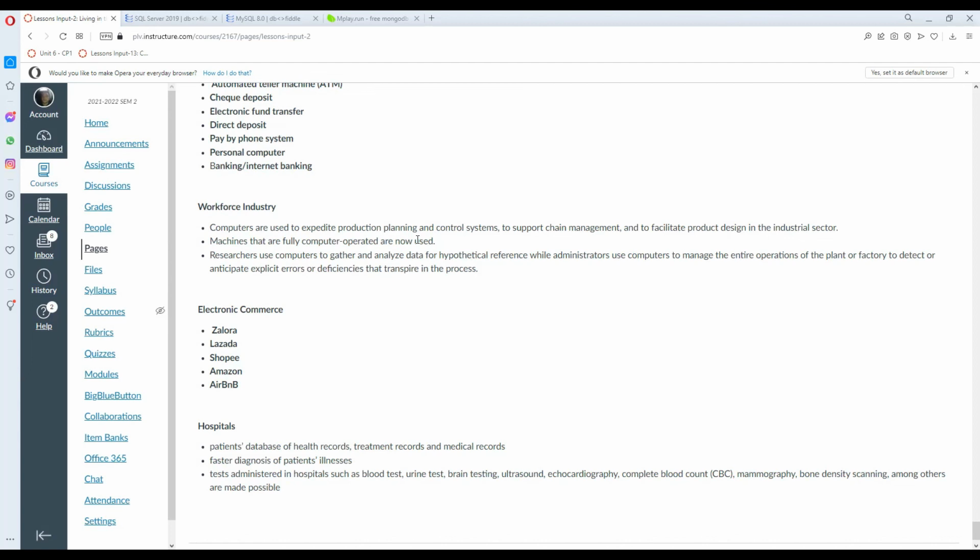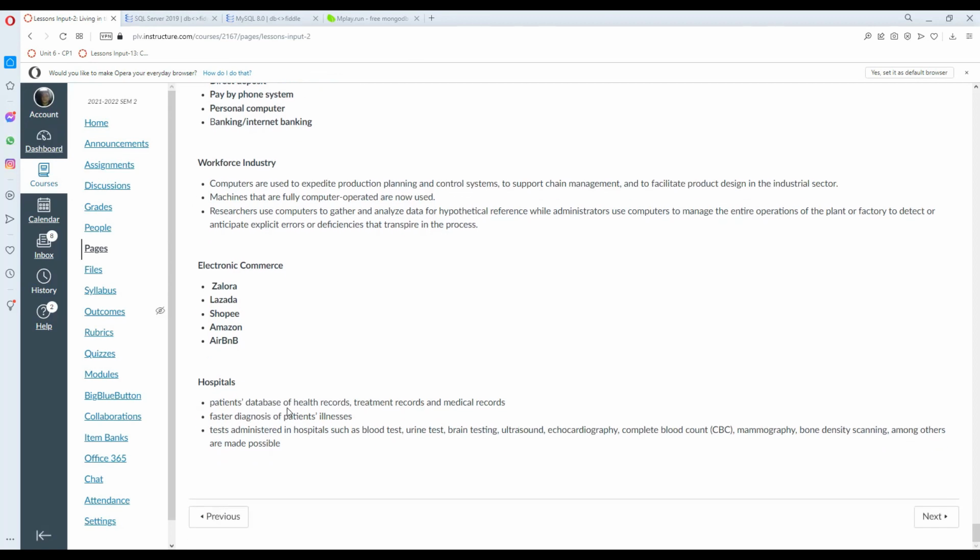Machines that are fully computer operated are now used, and researchers use computers to gather and analyze data for hypothetical reference, while administrators use them to manage the entire operation of the plant or factory to detect or anticipate explicit errors or deficiencies happening in the process. For e-commerce, we have samples such as Lazada, Shopee, Zalora, Amazon, Airbnb, and the likes. So they are like a market, but they are found online. Okay. So selling or commerce online.